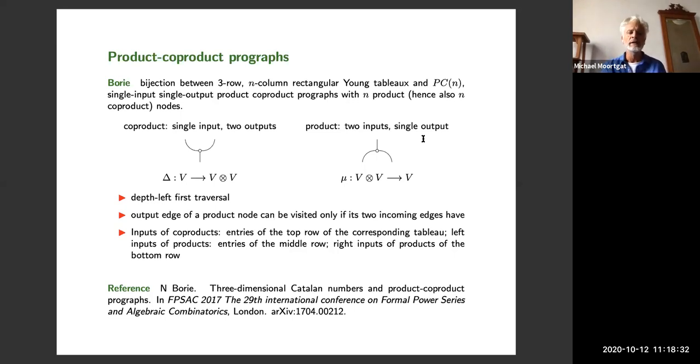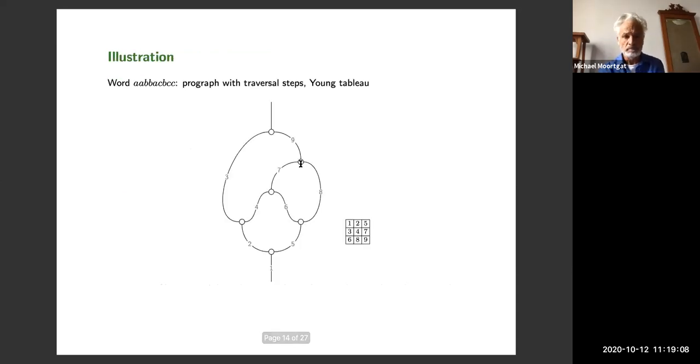This is an example on the next slide. And then the correspondence with the Dyck words is to go via a depth-first left-first traversal of the graph, the pro graph that you obtain, with the condition that a product node is only visited once its two incoming edges have already been visited. And then the inputs of the co-products are giving you the entries of the top row of the tableau. The left inputs of the products will be the entries of the middle row, and the right inputs the bottom row. Let's look at an example. So here's a nice picture. The word that we read off this graph, this pro graph, would be A, B, B, A, C, B, C, C.